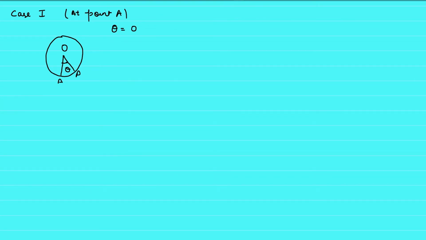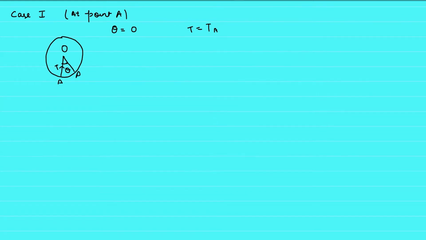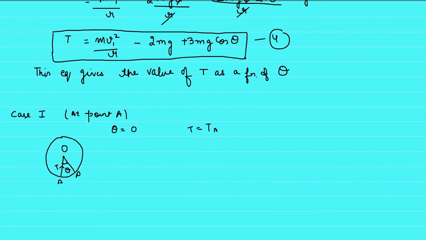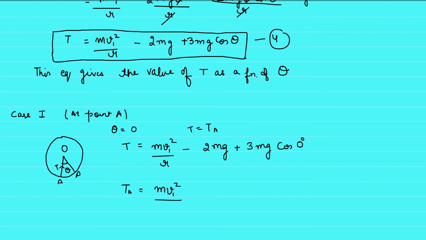And let us say if we call the tension T at this point as TA, then put the value of theta equal to 0 in equation number 4. Let's see what do we get. As we put the value of theta as 0, we know that cos 0 is 1. So this term becomes 3mg. So the tension at point A is nothing but mv1 square upon r plus mg. So you can mark this equation as 5. So this gives you the value of tension at the lowest point.